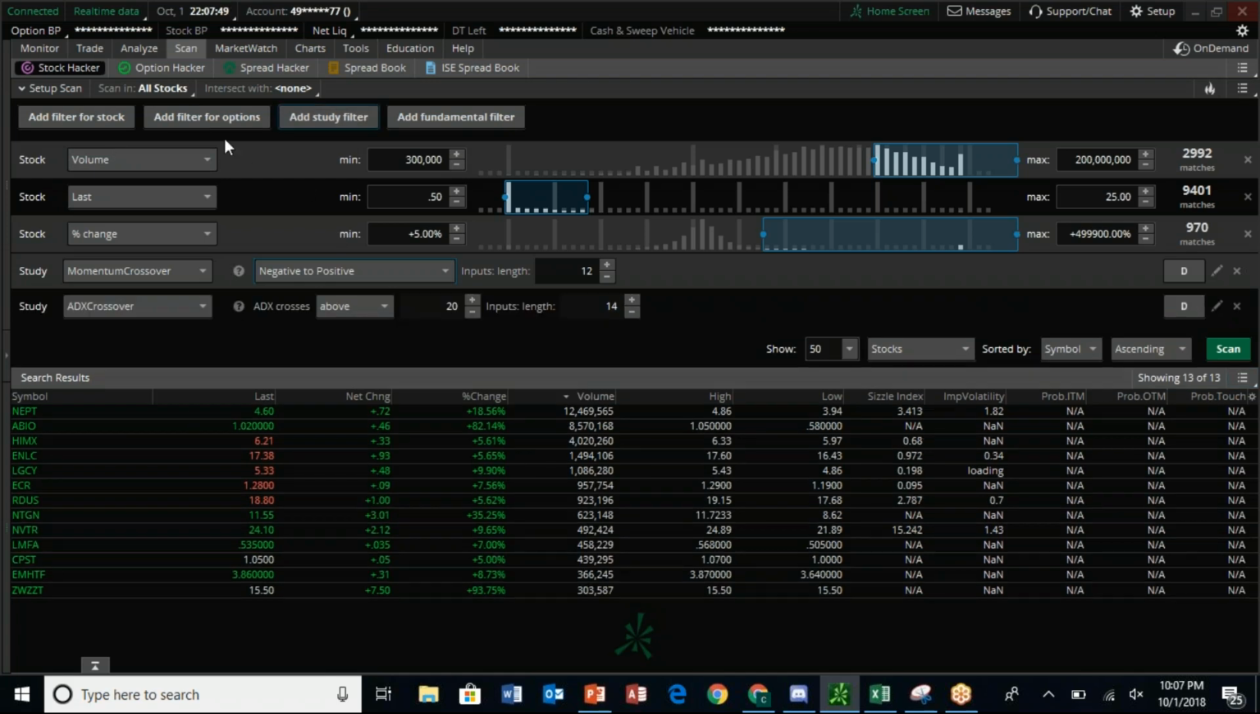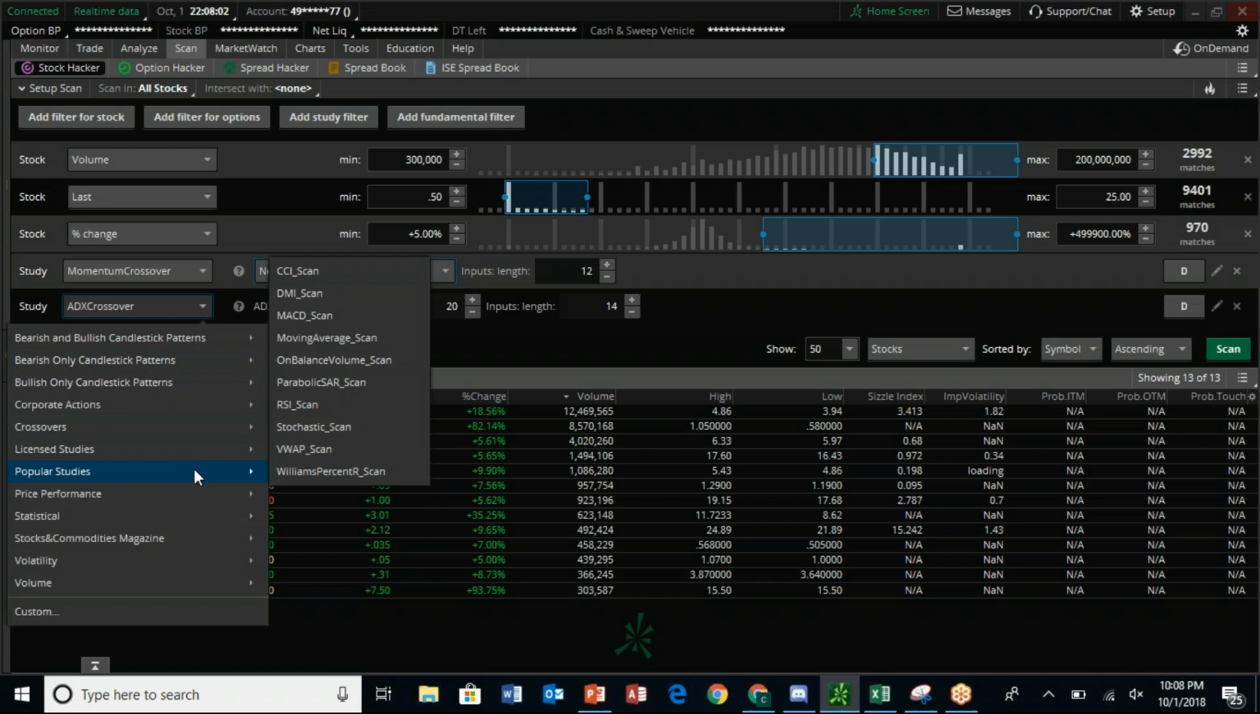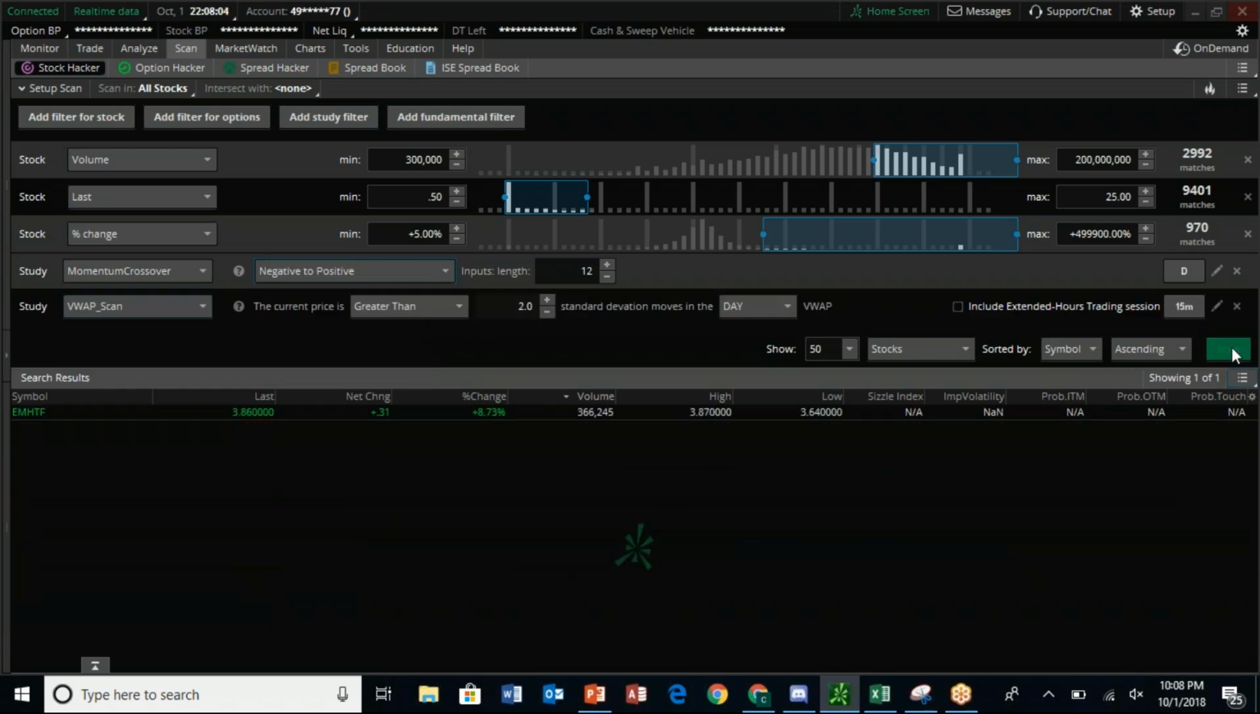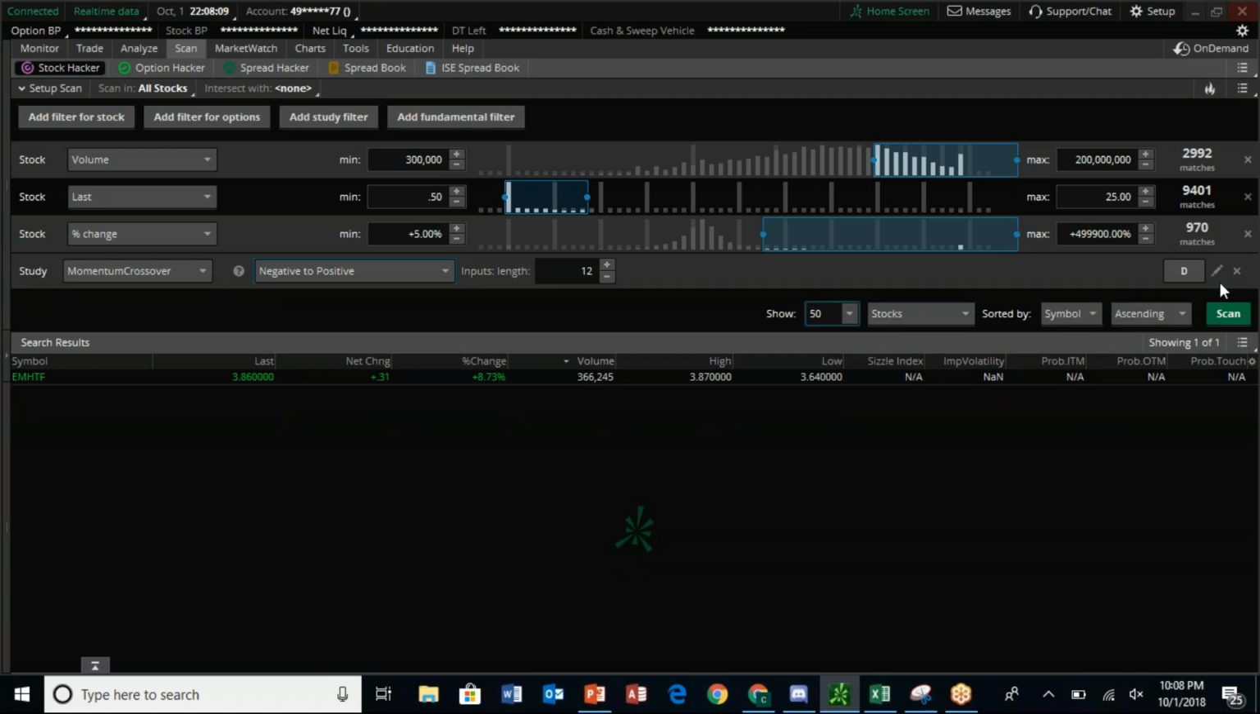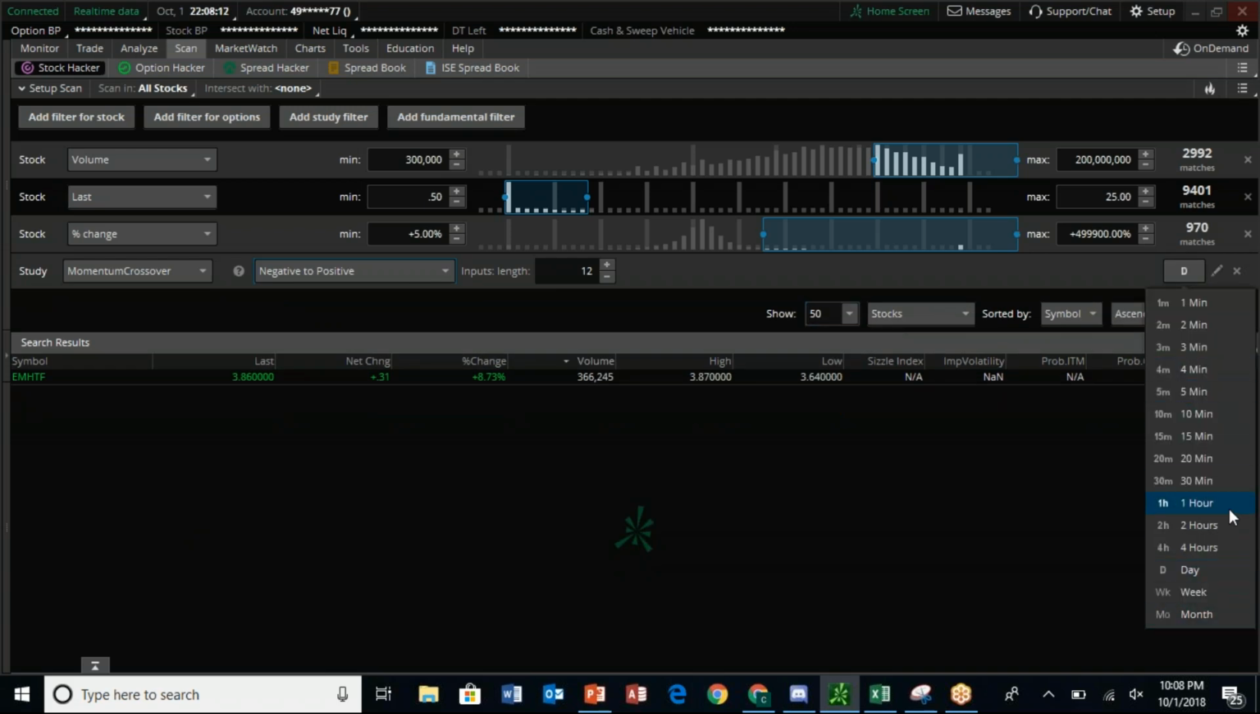And again, the more filters you add, be aware that the stocks in the search results have to agree with each and every one of these. And so if you get to the point where you're not able to find as many stocks, it's probably because you need to generalize your search more. And the period also has a lot to do with it too, whether or not you're looking at, maybe on this momentum crossover, a negative to positive move over the last 12 days, or maybe the last 12 minutes. And so this is important to have for the period.